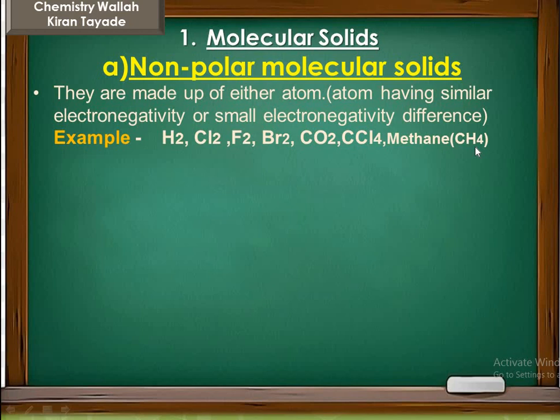These all are examples of non-polar molecular solids, and the atoms present in these examples have similar electronegativity or a small electronegativity difference. The first 4 examples, H2, Cl2, F2, Br2, have similar electronegativity because they have the same atoms. In CO2, CCl4 and CH4, the atoms are different, but they have a small electronegativity difference.